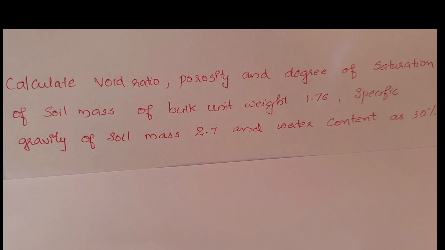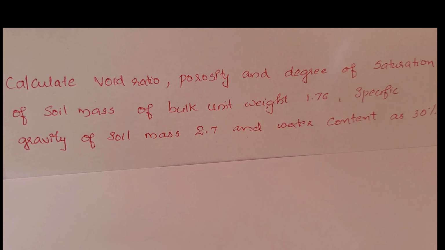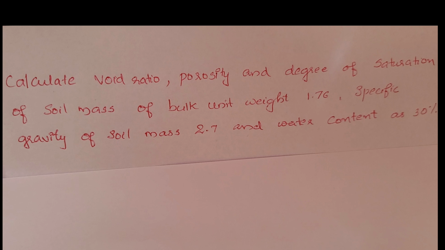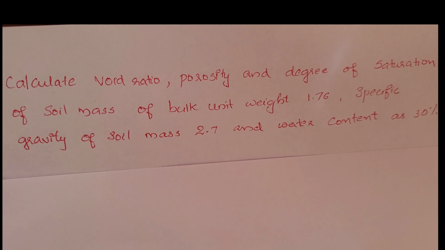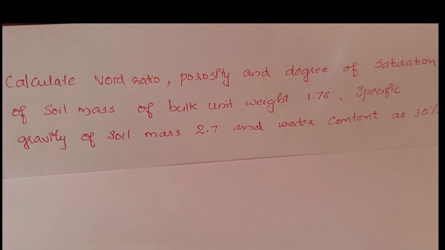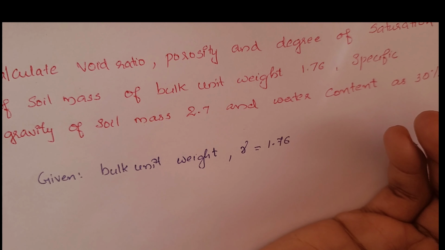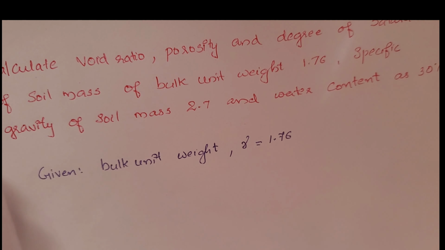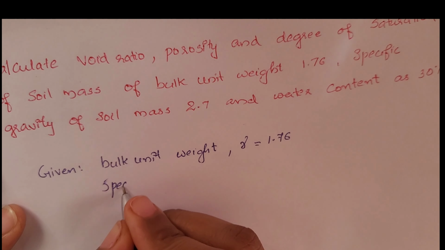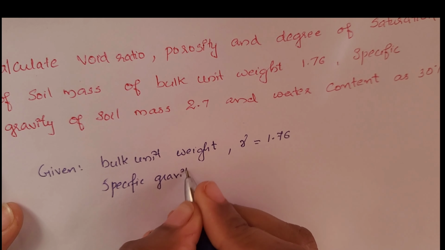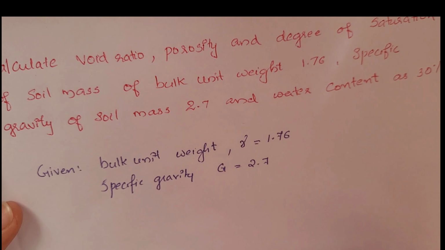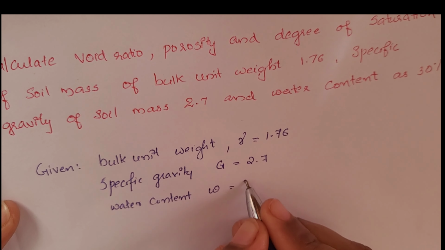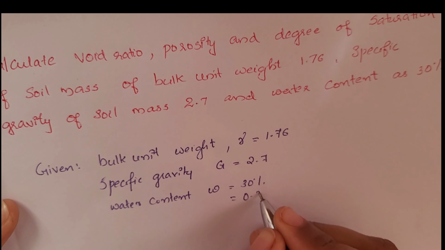First question: calculate void ratio, porosity and degree of saturation of soil mass of bulk unit weight 1.76, specific gravity of soil mass 2.7 and water content as 30%. First of all, we have to rewrite what is given in the question. It is given bulk unit weight, gamma, is 1.76, then specific gravity, denoted by G, is given as 2.7, and water content is denoted by small w and this is 30% or is equal to 0.3.